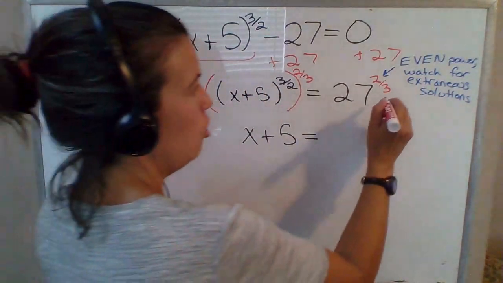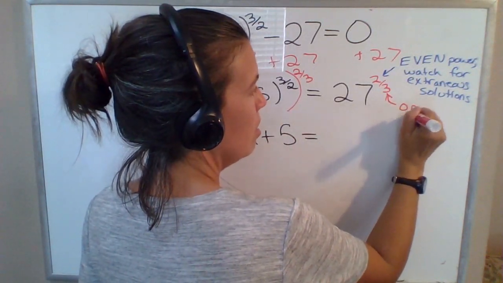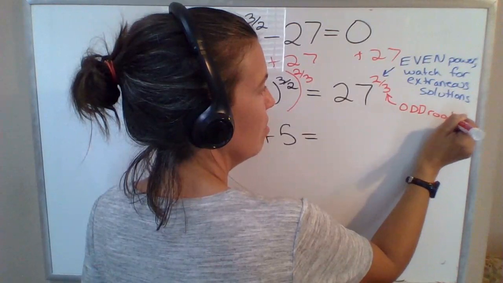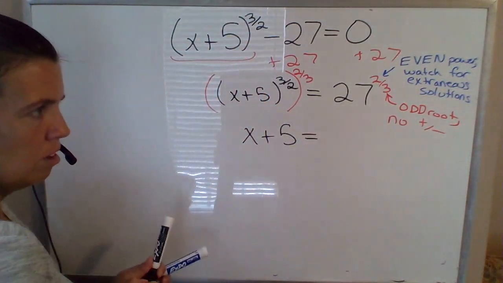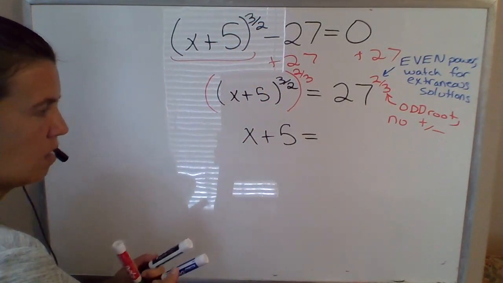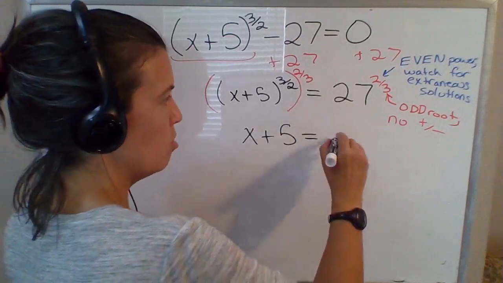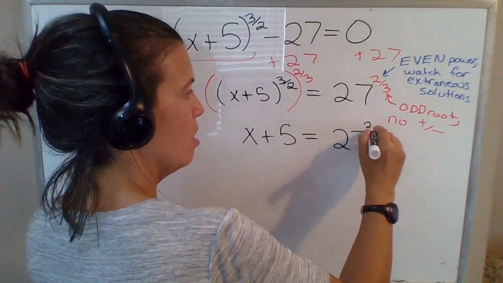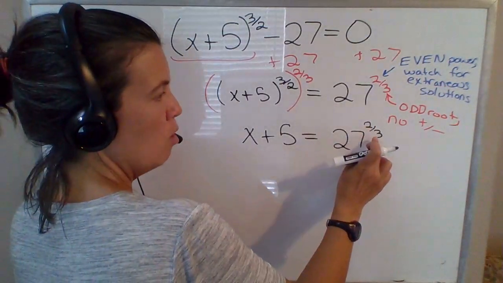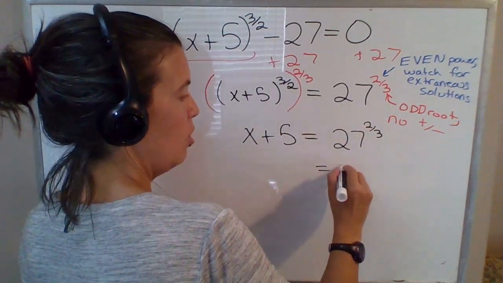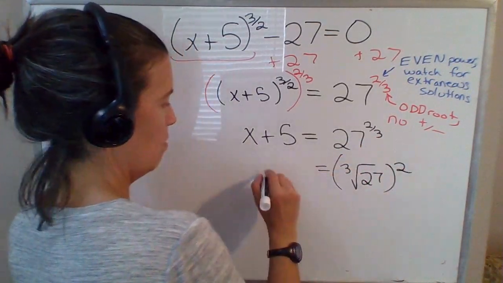Now we're taking a cube root, so we don't need a plus or minus. We have an odd root that we're taking of this side, so no plus or minus in front of our value this time. Okay. So 27 to the 2/3, no plus or minus on that because we're taking an odd root. Actually evaluating that, it's power over root. So this is the cube root of 27 raised to the second power.